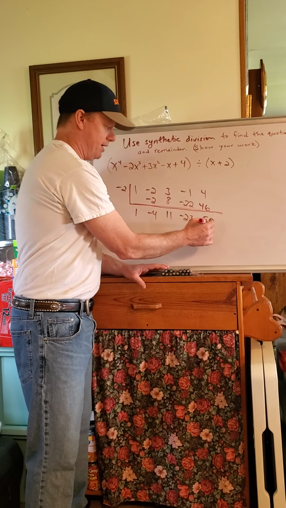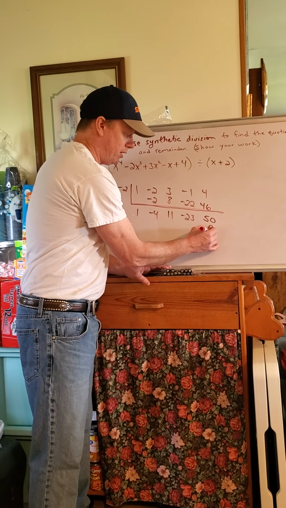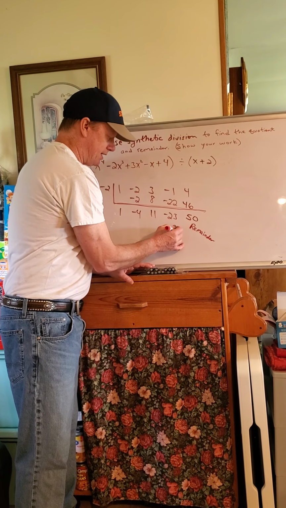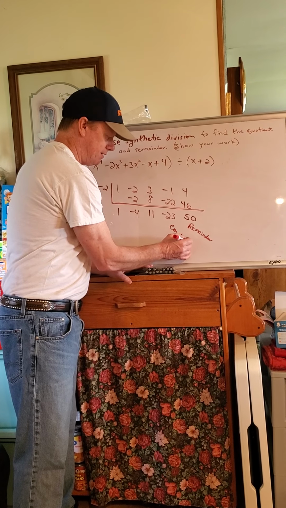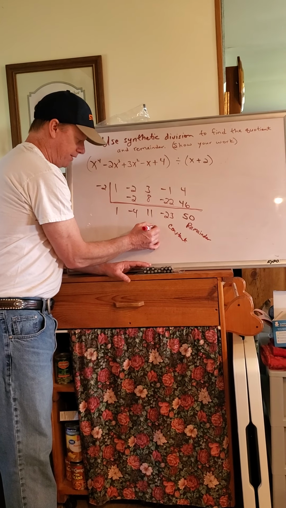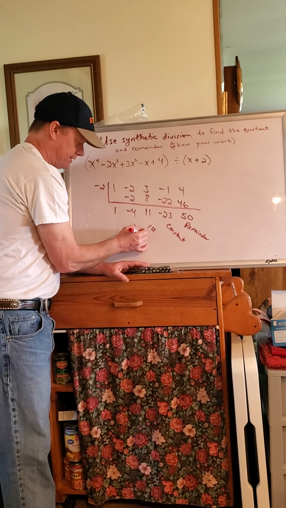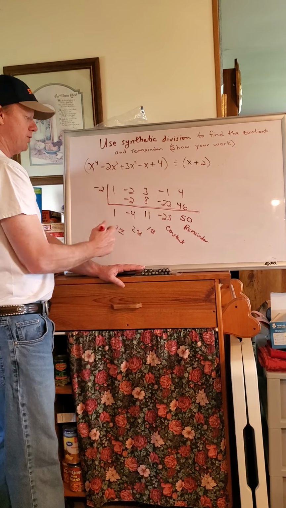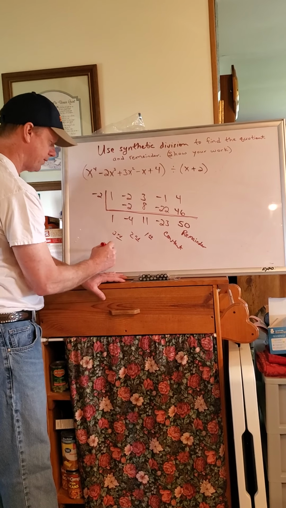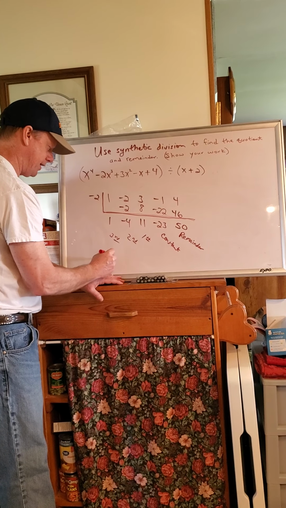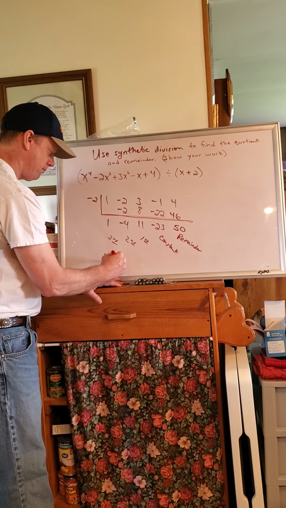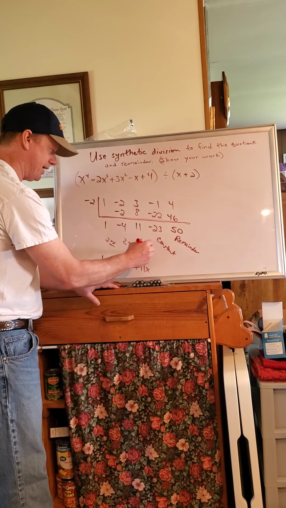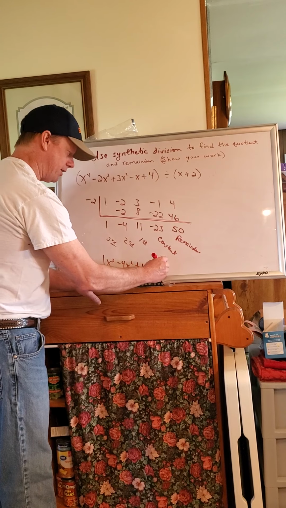Whenever you get done, this last number here will always be the remainder, making this guy the constant, making this term the first coefficient, this one the second, and this one the third. So the quotient, the answer to this problem, is 1x cubed minus 4x squared plus 11x minus 23.